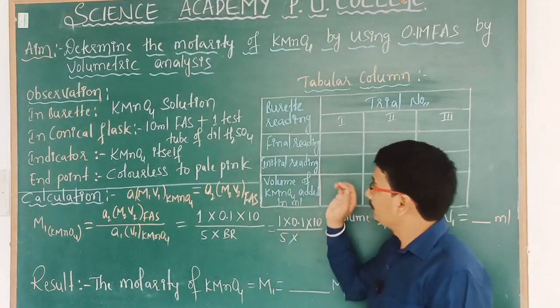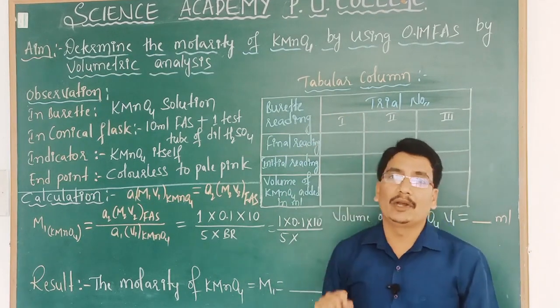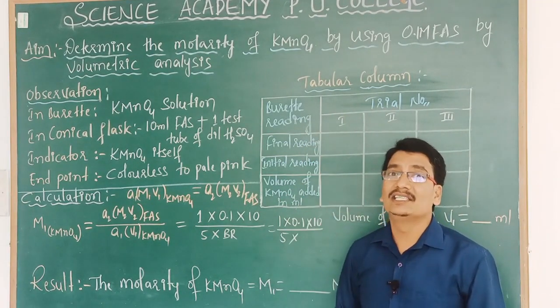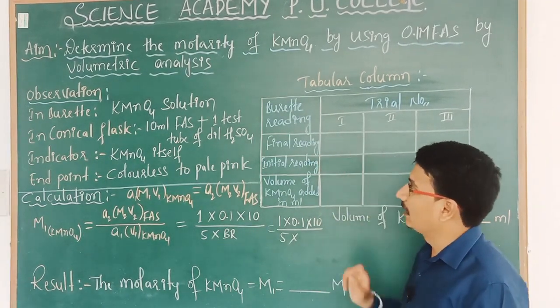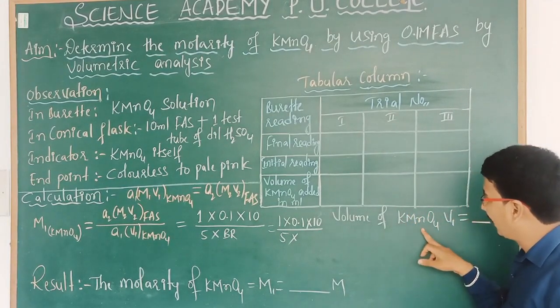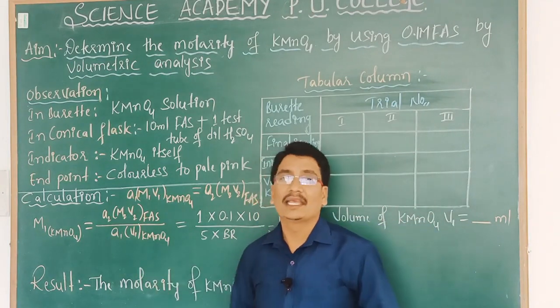From the beginning, we have to take the initial reading. That means in the burette we have to see the initial reading. It will be set on 0. Then later, by doing the experiment, we have to calculate the final reading of the burette, so that by calculating the volume of KMnO4, we can easily calculate the molarity of KMnO4.